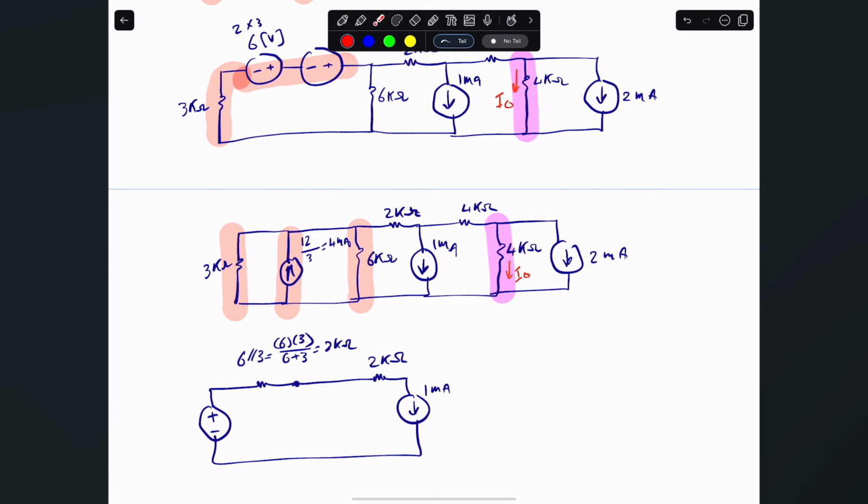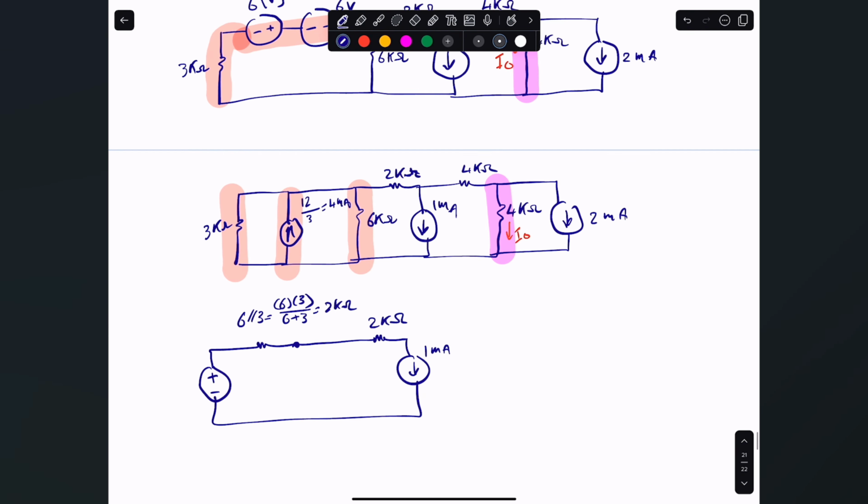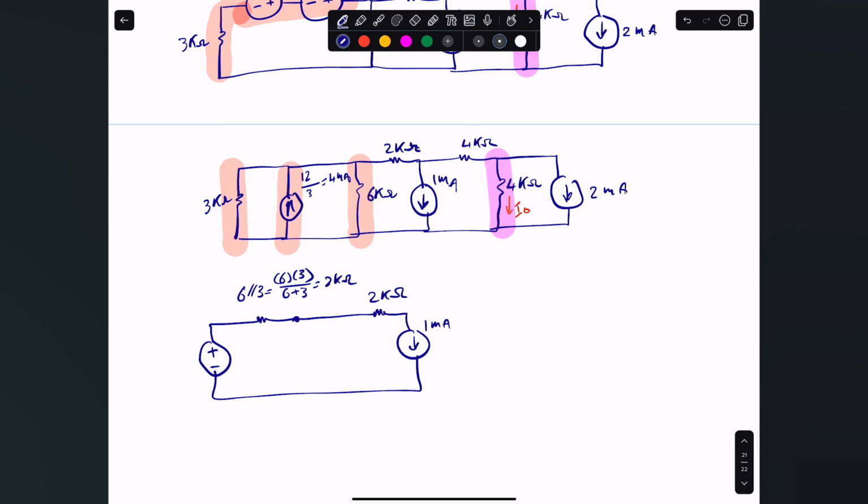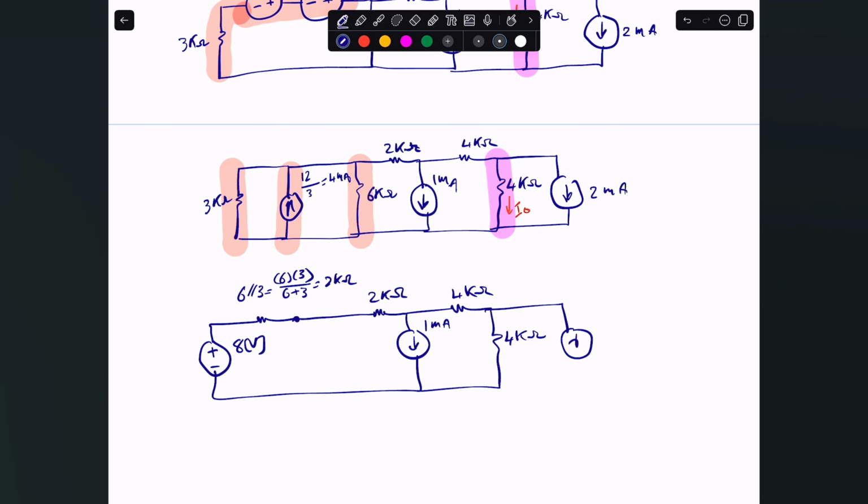Well, what would be the voltage source value? V equals, as you remember, Is times R. So what we have is 2 times 4, which is 8 volts. All right, so we do that, and then we have the 4 kilo ohms in here, the other 4 kilo ohms, and we have the 2 milliamps going downwards. We highlight this here as the current we're interested in. This is I naught, and I'm going to highlight it in pink so that we don't convert it.